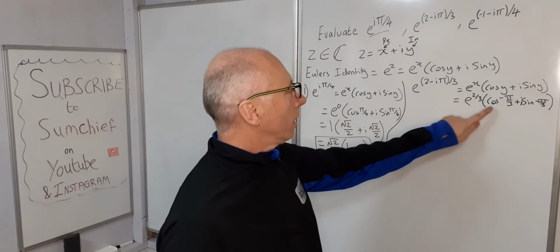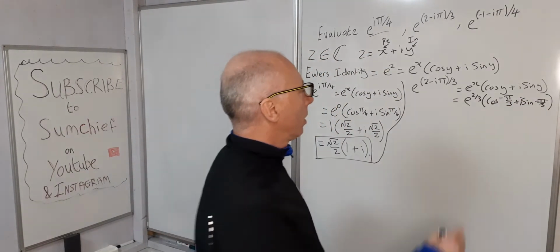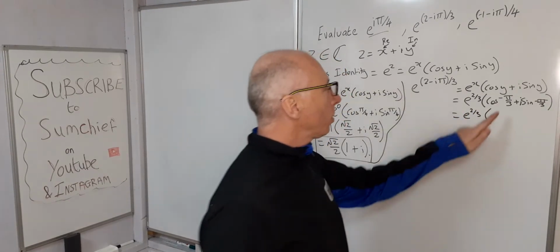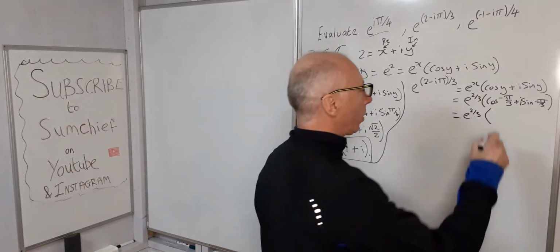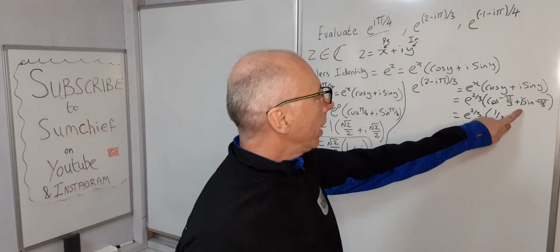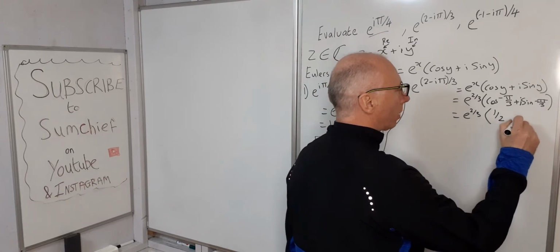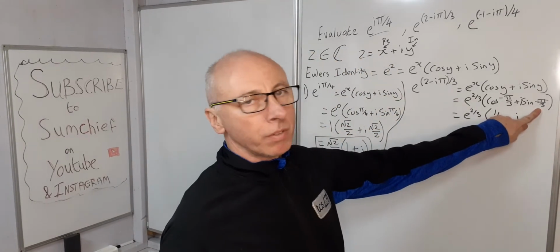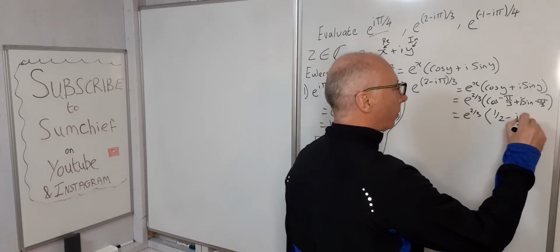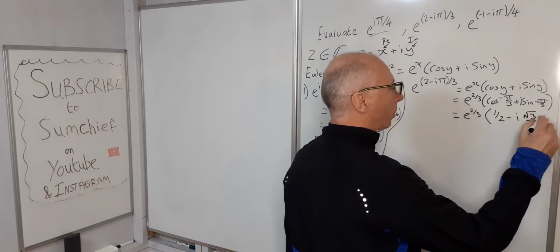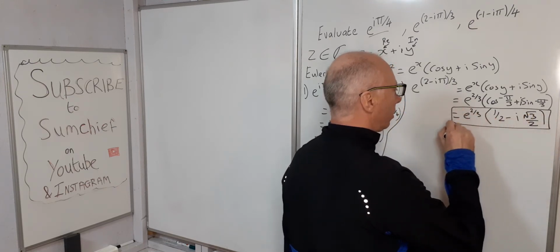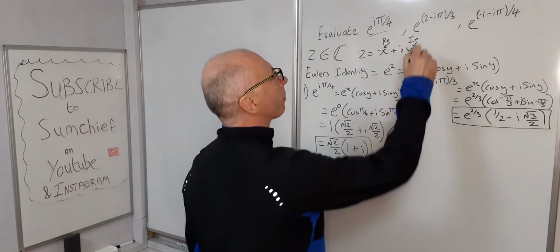Okay, let's plug in our values here now. So we've got e to the 2/3. Cosine of minus pi over 3 is 1/2. And then we've got an i here. I'll just leave the sign out for a second, because sine of minus pi over 3 is negative root 3 over 2. So negative root 3 over 2. And that will give us our answer for this one.